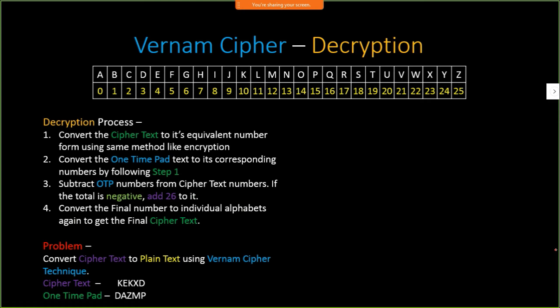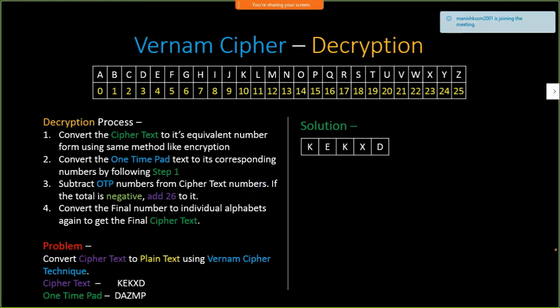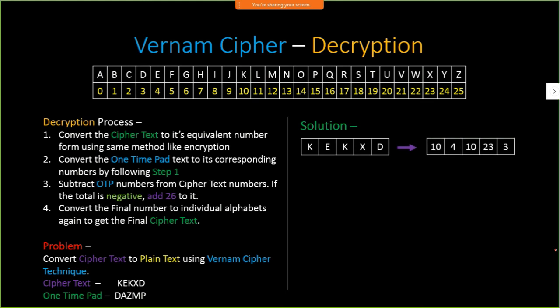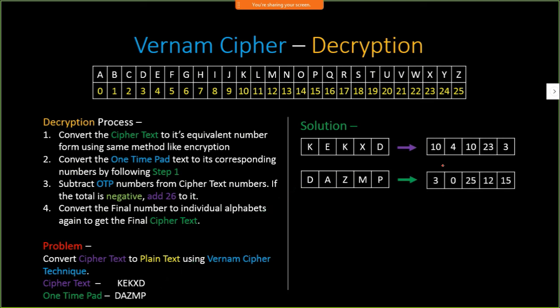So we know the ciphertext KEKXD that we got previously, and the one-time pad, the key, is always the same from encryption to decryption. So as the same thing, KEKXD written in numerical form is 10, 4, 10, 23 and 3. K is 10, E is 4, K is 10, X is 23, and D is 3. After that, the one-time pad D, A, Z, M, P looks like 3, 0, 25, 12 and 15.